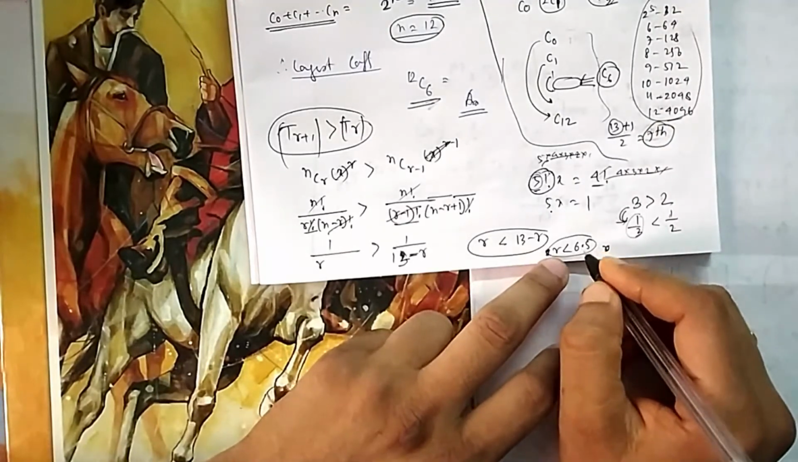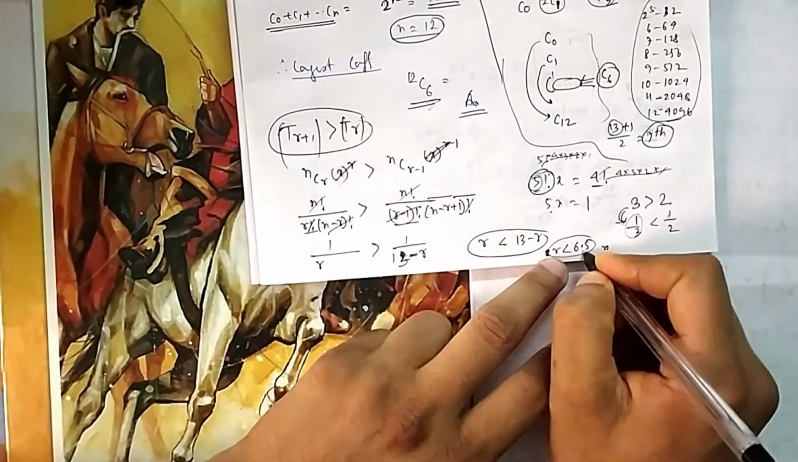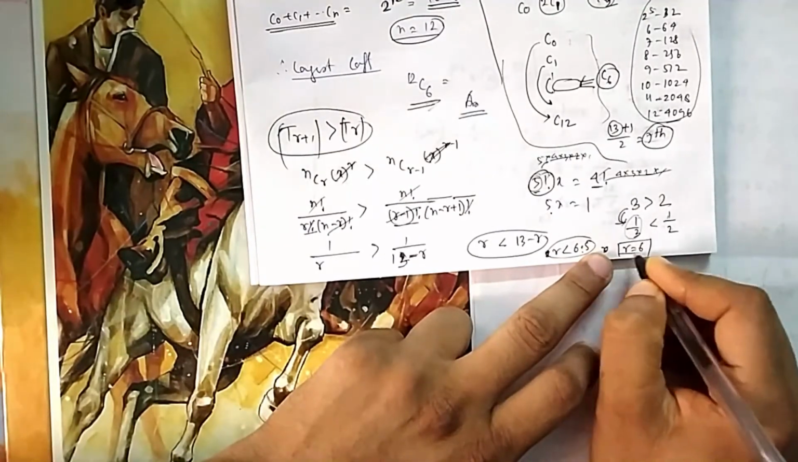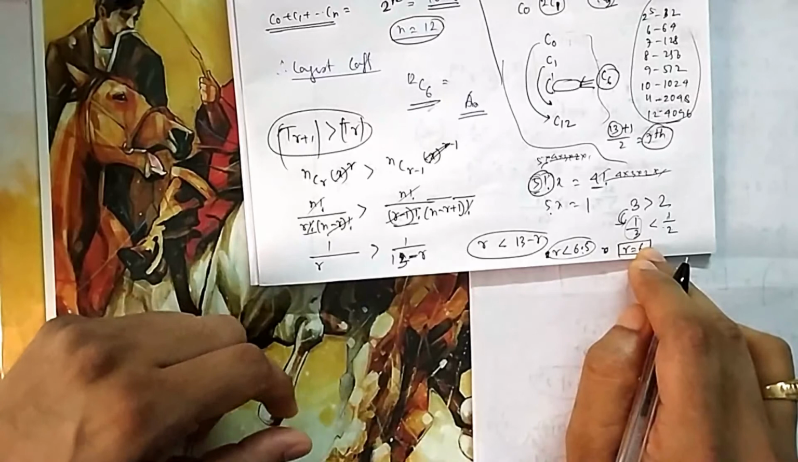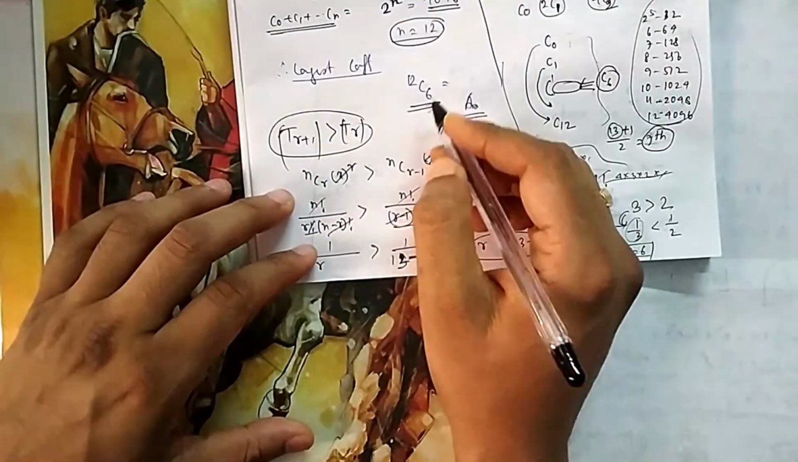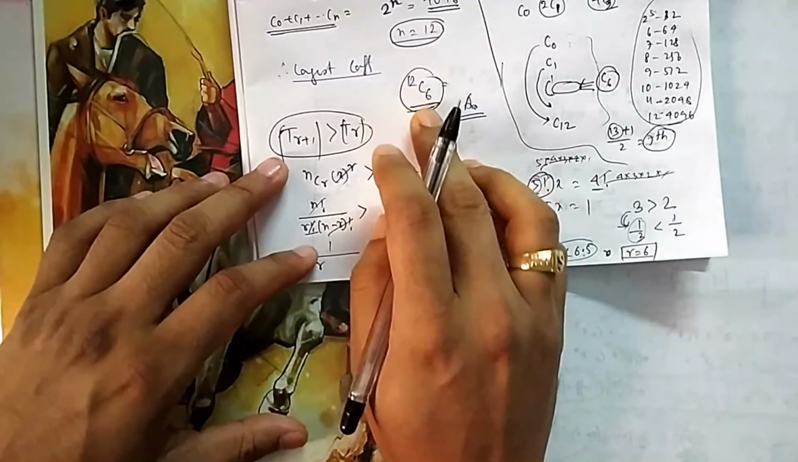In that case you take just the value which is less than 6.5, because r should be an integer. So what is the largest integer that is less than 6.5? That is 6. So r is equal to 6 is the answer. That's why my greatest coefficient will be 12Cr, that is 12C6.